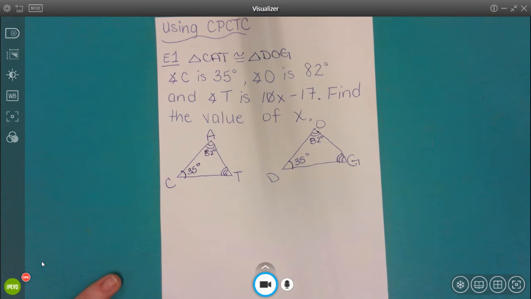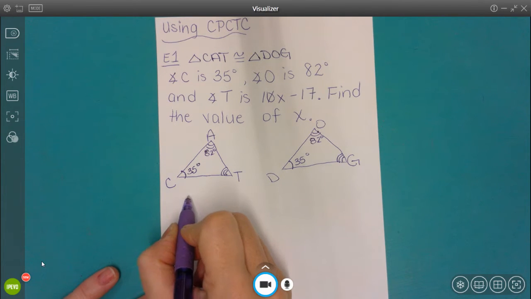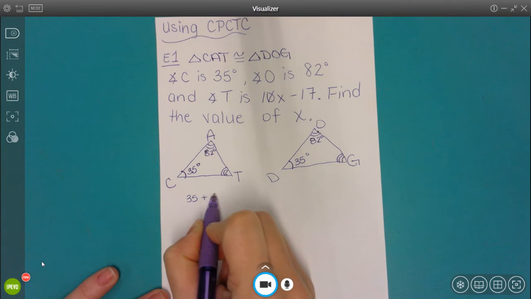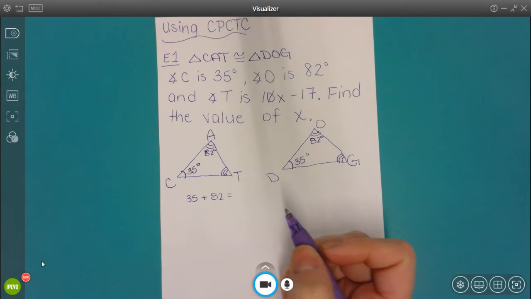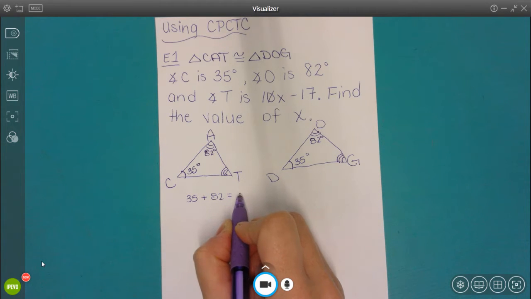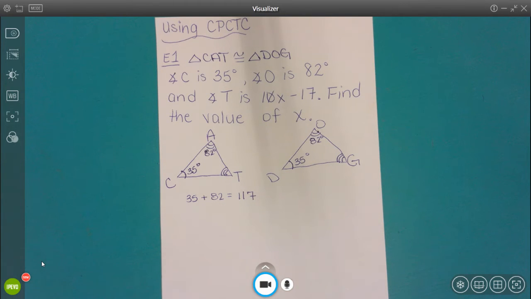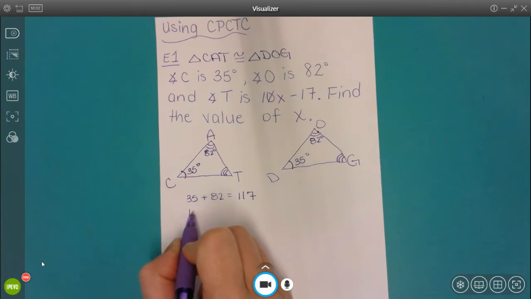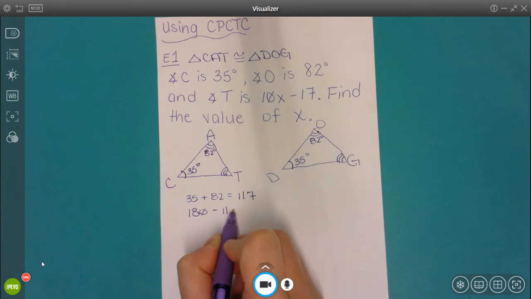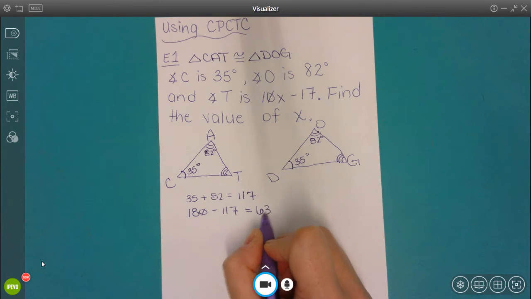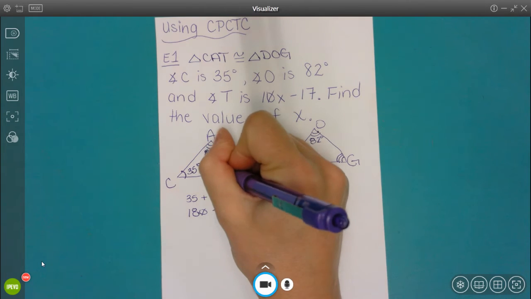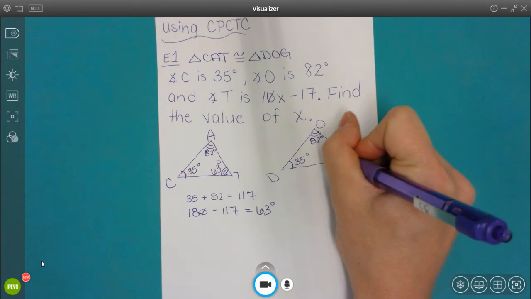So one thing I can do, I know that in order to find angle T, I need to do 35 plus 82, which will give me 117. And then I need to do 180 minus 117. And you should have gotten 63 degrees. So that tells me that T is 63 degrees and G is 63 degrees.